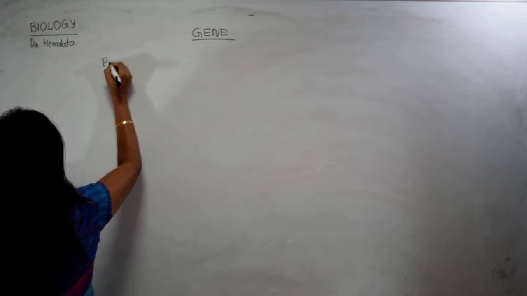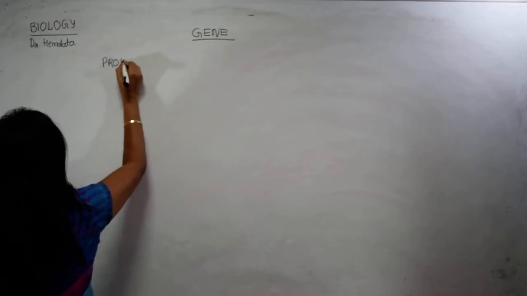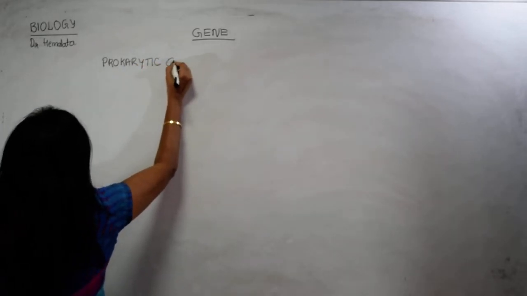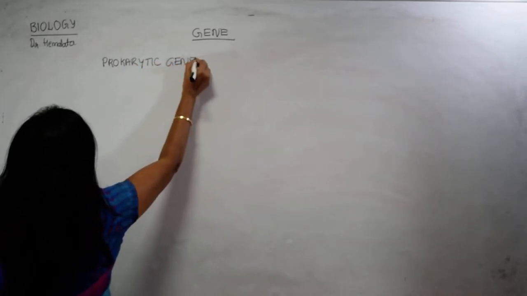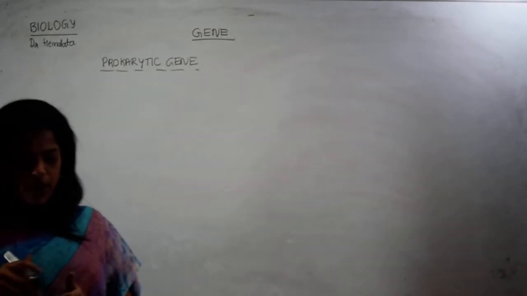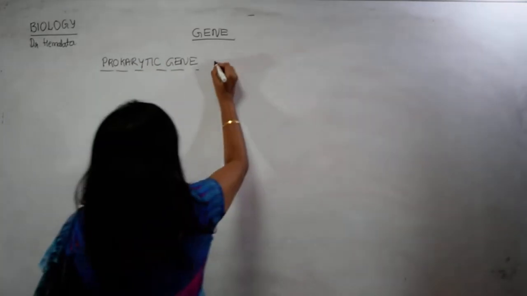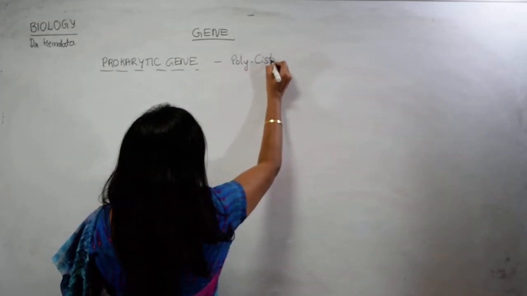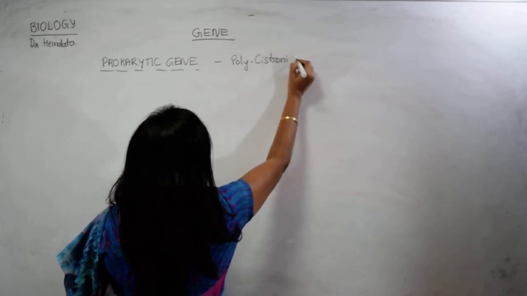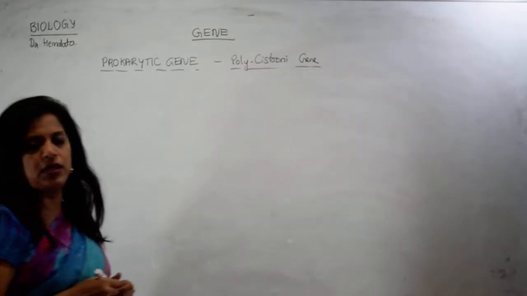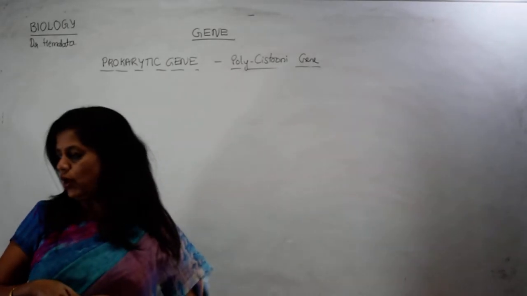So first I will give you the prokaryotic gene. First I will explain this, then I will go to the eukaryotic gene. Prokaryotes, as I told you, have polycistronic genes. What is a polycistronic gene? A gene that produces many cistrons is called a polycistronic gene.